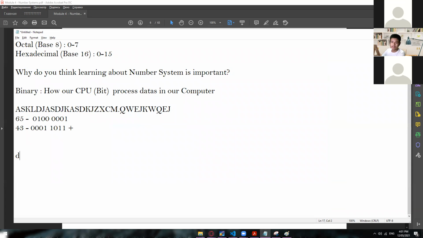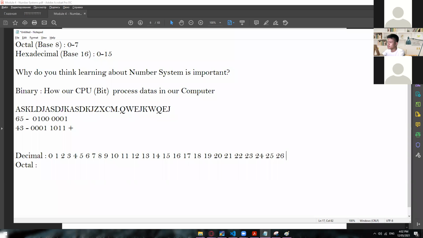All right, so let me just have the decimal right here, and then let's say we also have octal right here. For the decimal, no problem. It's the same as how we count in our normal mathematics. Here, we're going to start with 0: 0, 1, 2, 3, 4, 5, 6, 7, 8, 9, 10, 11, 12, 13, 14, 15, 16, 17, 18, 19, 20, 21, 22, 23, 24. So let's go up to 35 maybe: 27, 28, 29, 30, 31, 32, 33, 34, 35.